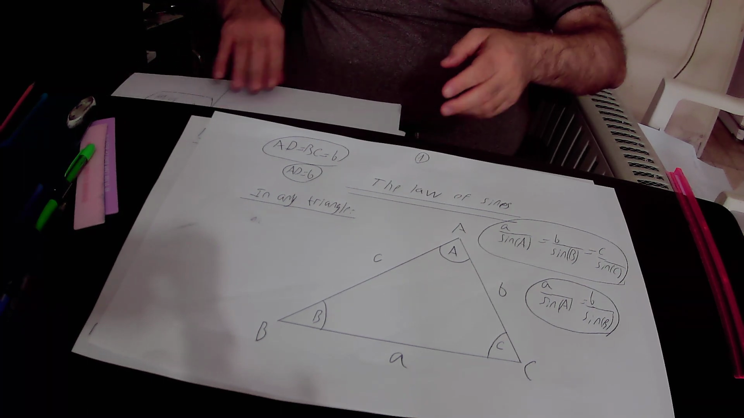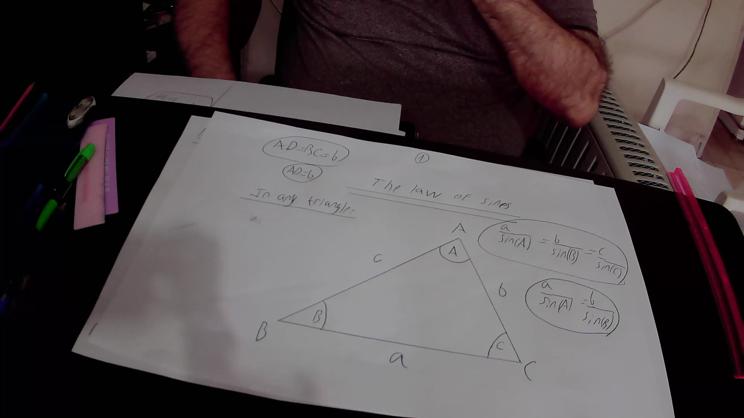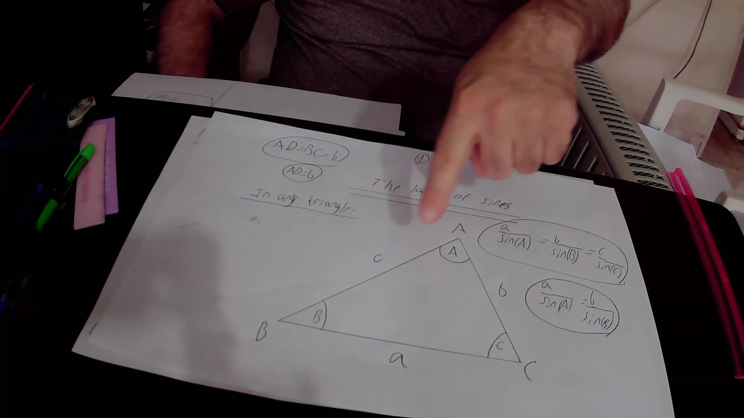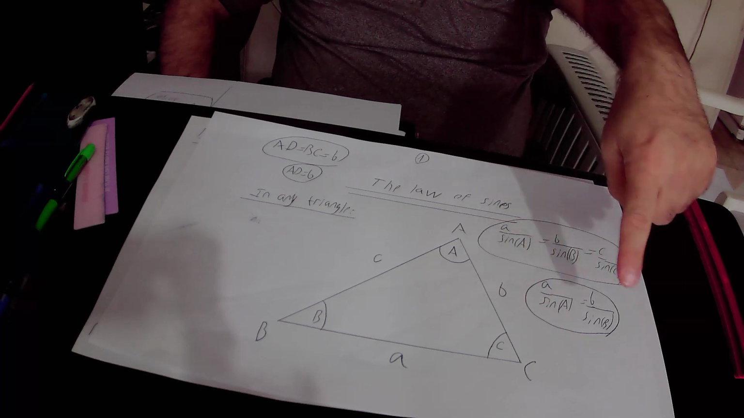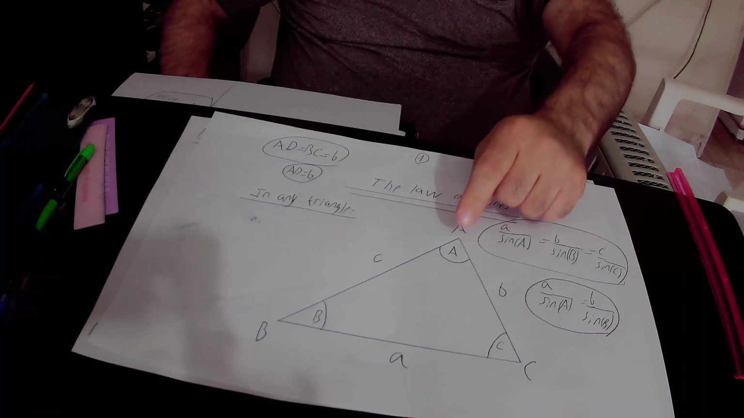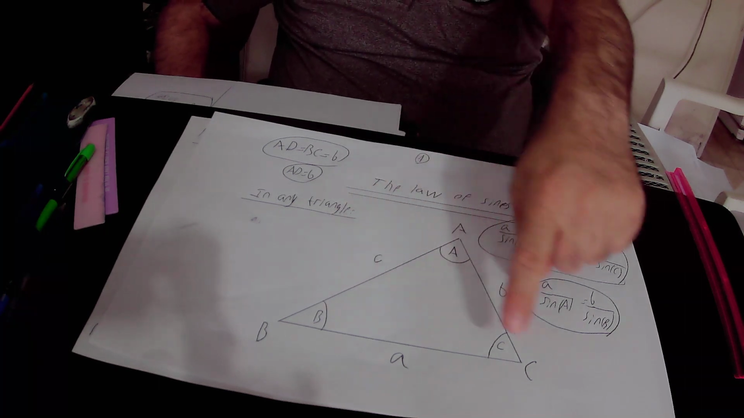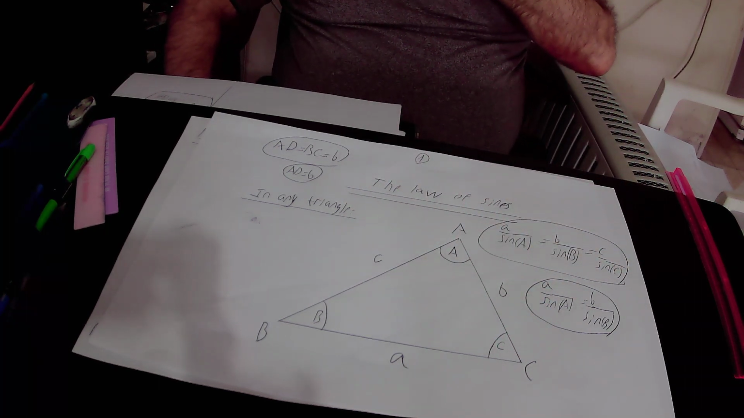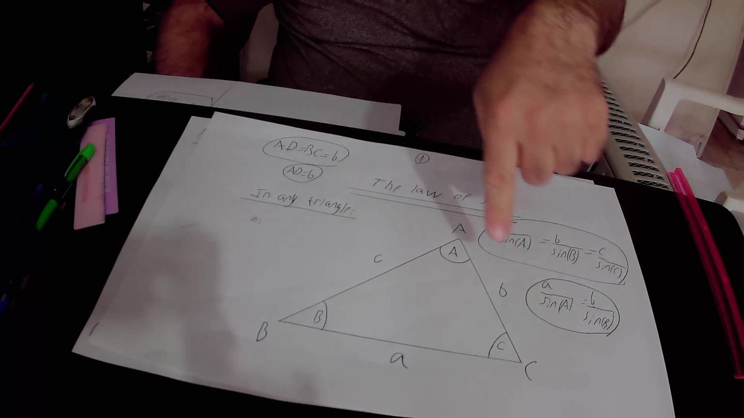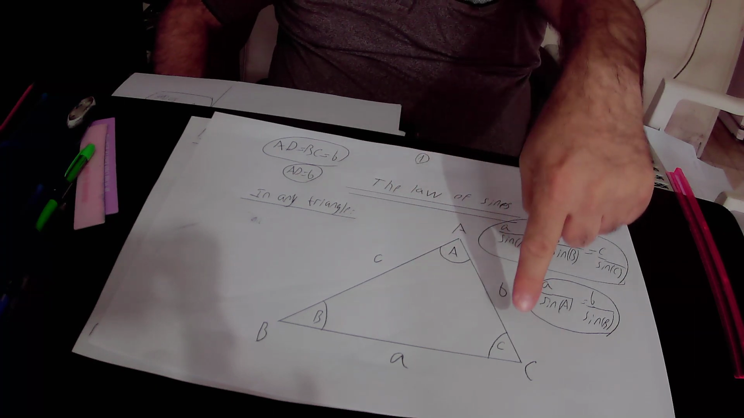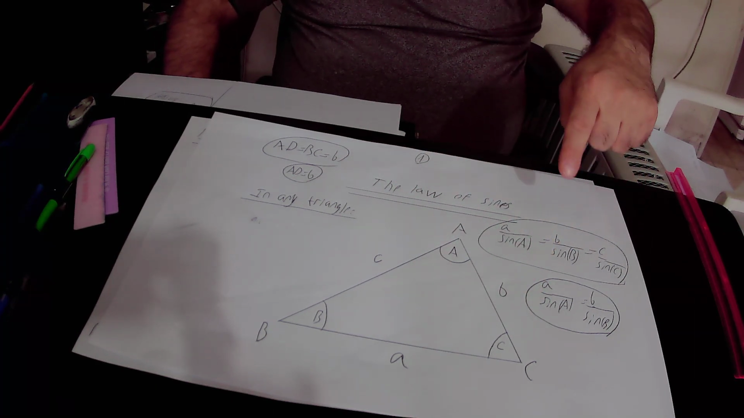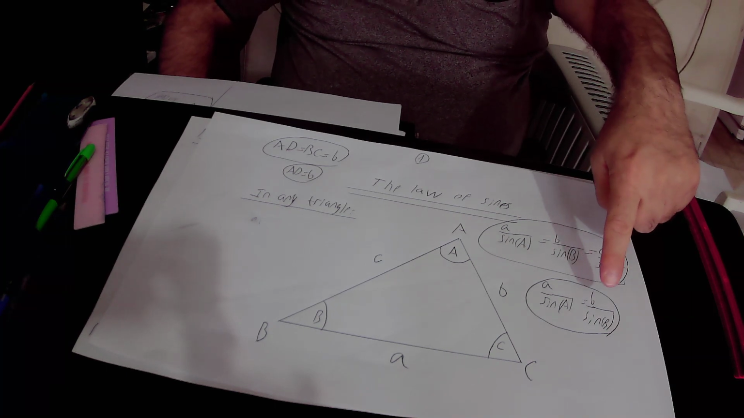So if we have triangle ABC, the length of side AB is C units, the length of side AC is B units, and the length of side BC is A units. This is angle A, this is angle B, and this is angle C. According to the law of sines, A over sine A equals B over sine B equals C over sine C. From this formula we conclude that A over sine A equals B over sine B.